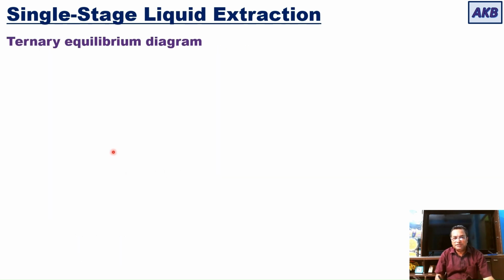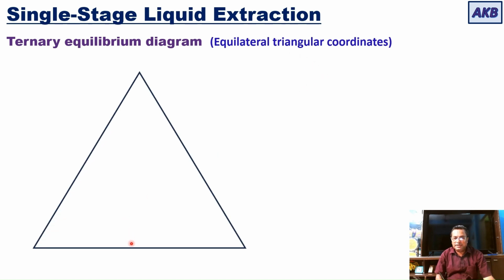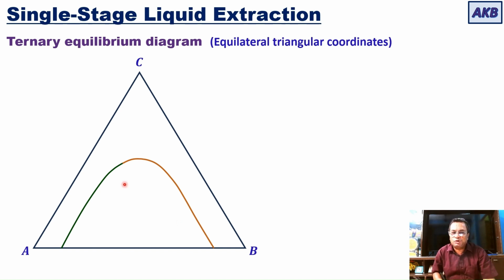Now let us follow this on the ternary equilibrium diagram. First, we will follow it on the equilateral triangular coordinates. So let me first show the coordinates. You have the equilateral triangle. This apex is representing pure A, this apex is representing pure B, and this one is representing pure C. And then you have the binodal solubility curve. Now we are going to follow the single stage liquid extraction operation on this ternary equilibrium diagram.